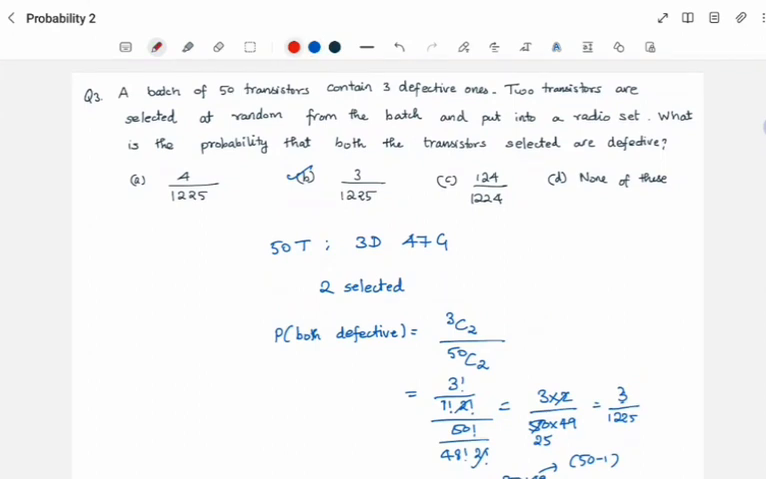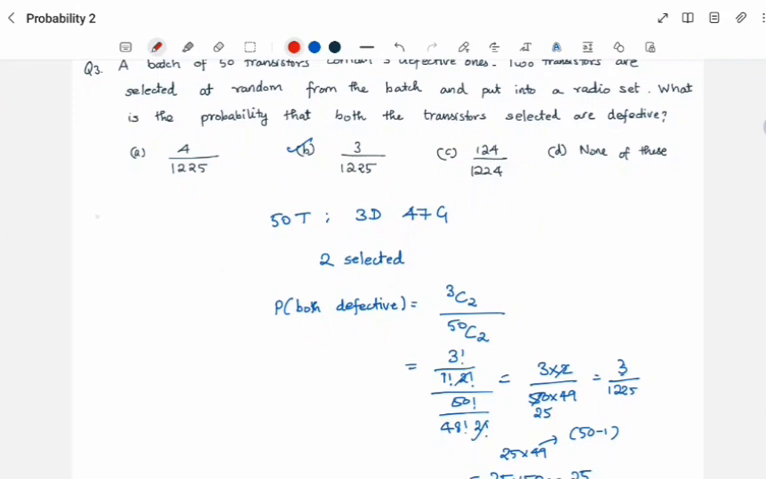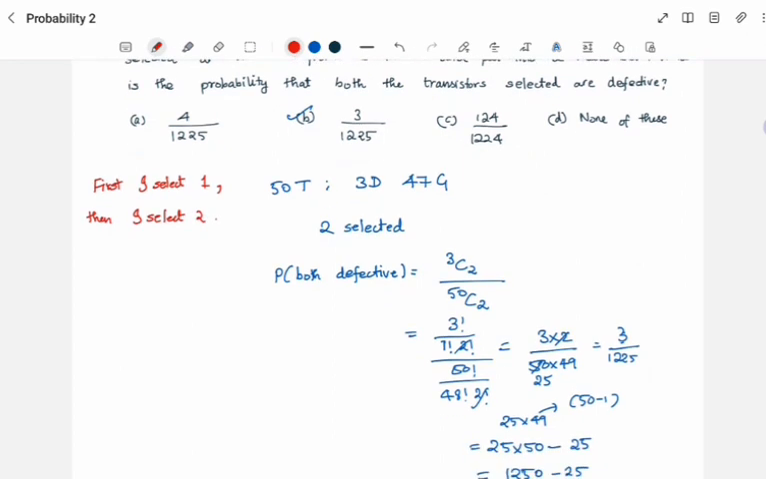Again, if you see here, instead of selecting at random, both at the same time, if I say first I select 1, then I select 2, do you understand the difference? Let's say this is experiment 1, and experiment 2 is where I put my hand inside the bag and take 2 transistors, taking 2 at the same time.